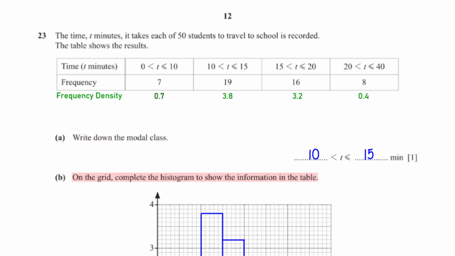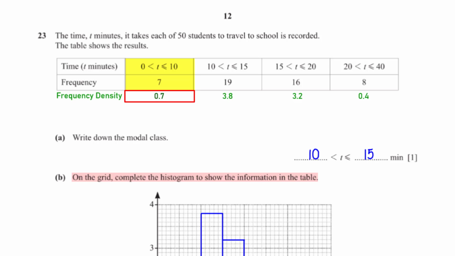On the grid, complete the histogram to show the information in the table. To be able to draw the histogram, we need to calculate the frequency density of each of the given intervals. The frequency density is equal to the frequency divided by the interval width. For the first interval, the frequency density is the frequency, which is 7, divided by the interval width 10 minus 0, which is equal to 0.7.